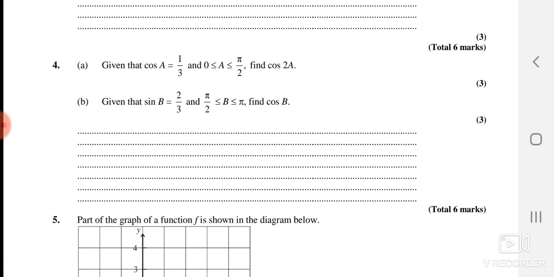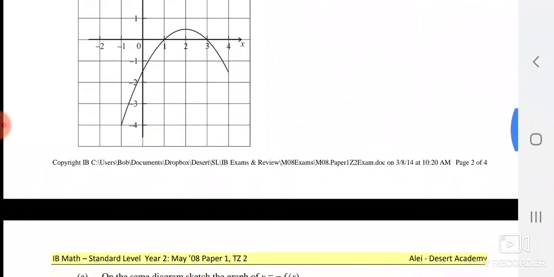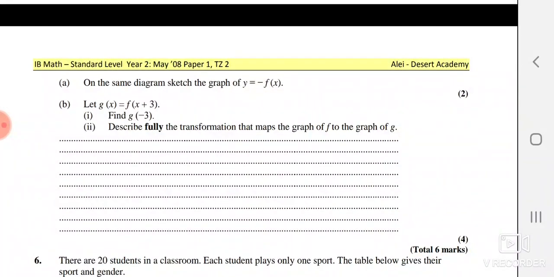In question 4, he told you the value of cos A, and as the range for the angle is also given, cos 2A is always equal to 2 cos squared A minus 1 by the double angle identity. And in the b part, he said calculate cos B, and cos squared B plus sin squared B is equal to 1. So cos B would be equal to the square root of 1 minus sin squared B, and just plug in this value, you can easily calculate that. Okay, now I'm going to the next question.